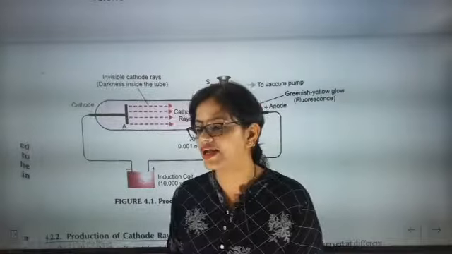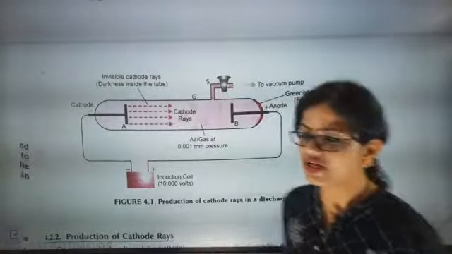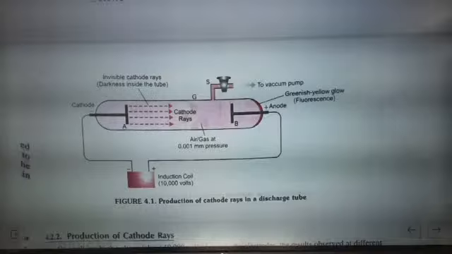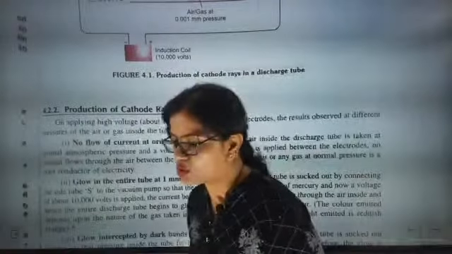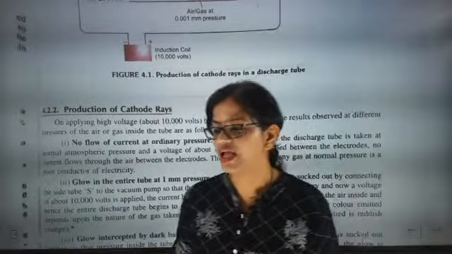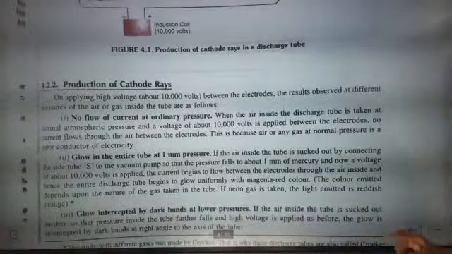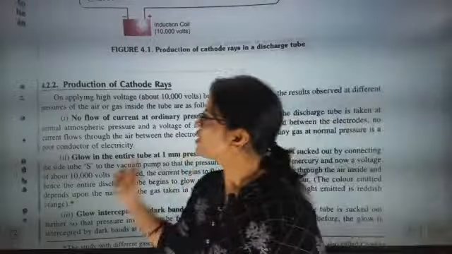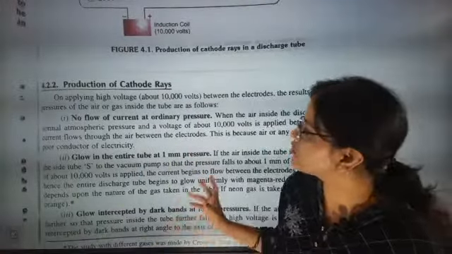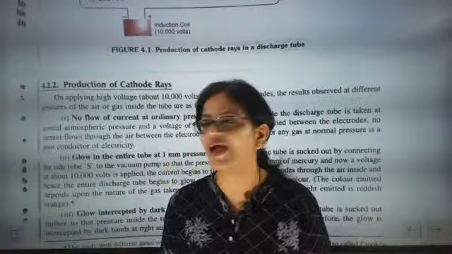What was the name we have given to these rays? These rays were called cathode rays. So now next, we are going to understand the production of cathode rays and the properties of cathode rays.